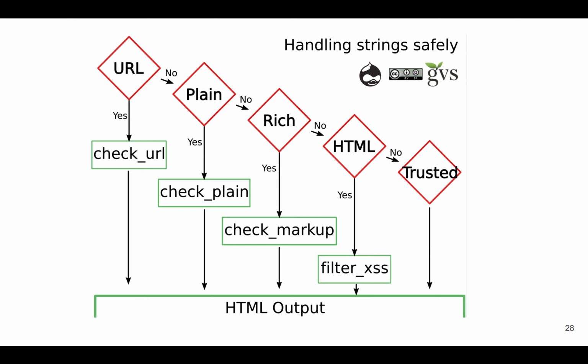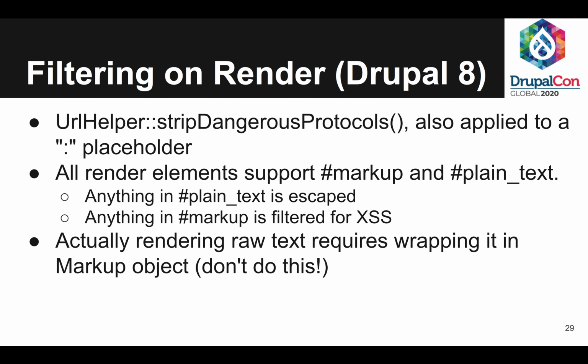Basically, the only things that should be printed are trusted text, like fixed translatable markup, like a string that should be localized to different languages. There's a similar hierarchy in Drupal 8. We have a URL helper class method that will strip dangerous protocols out of URLs. This is something new in Drupal 8. If you're putting a URL in localized text, like the T function equivalent in Drupal 8, there's a new placeholder, not just the @ and % placeholders, but also the colon placeholder that will apply this to URLs.